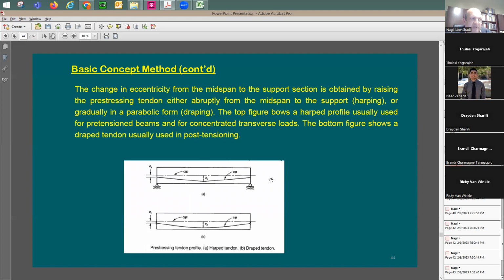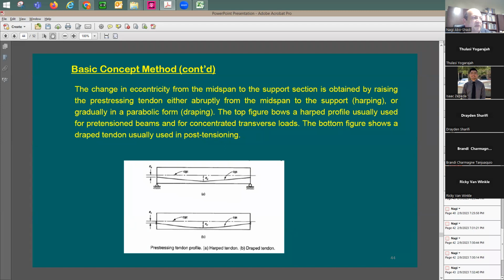So the basic concept here, if you'd like to put this tendon, you're going to put it at the bottom. If you have a uniform load, you'd like to put it in this parabolic shape, let's say. And if you have a point load, maybe you'd like to do it as a straight line. So you're going to have some eccentricity here at midspan and maybe another eccentricity here at the beginning of the span, at the support.